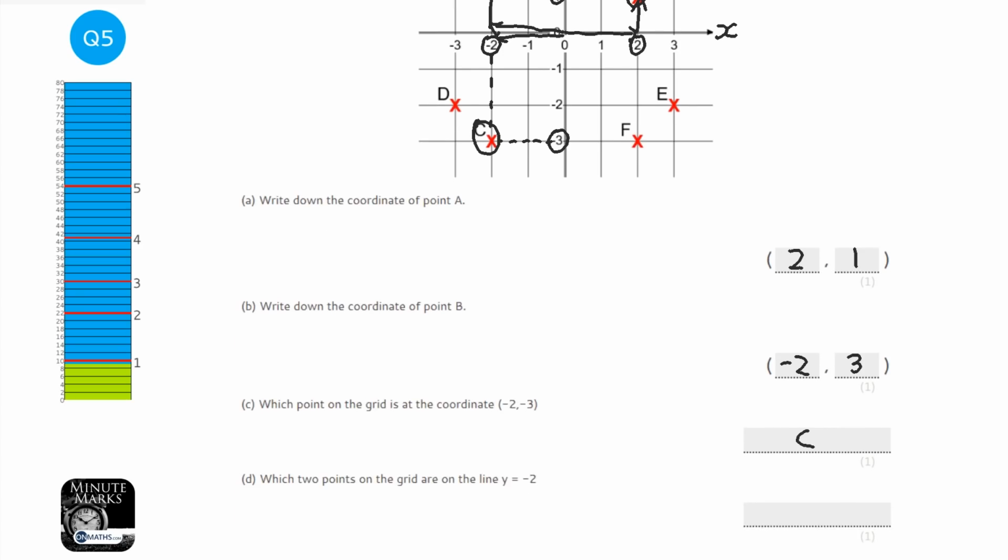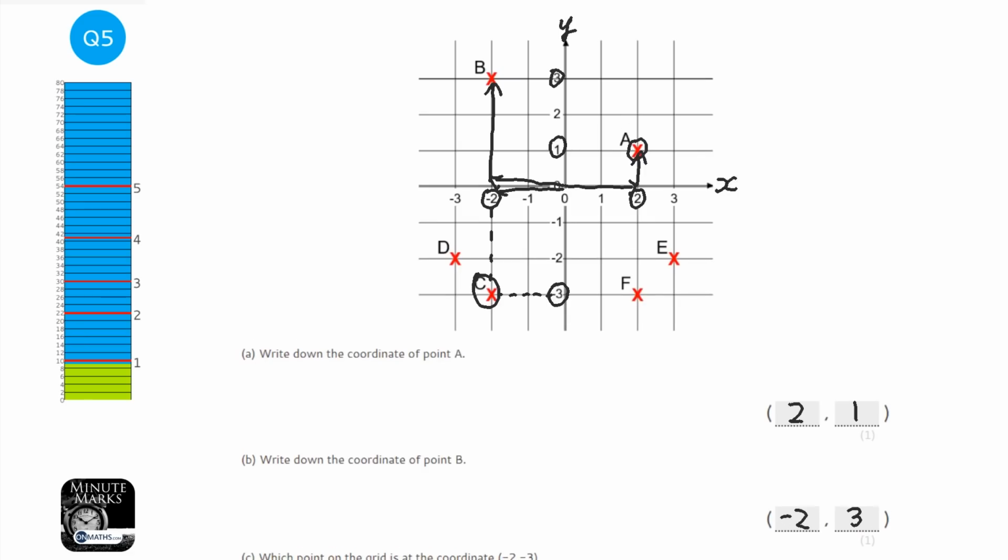Okay, so we're asked which 2 points are on the line y equals -2. So we've got to understand what y equals -2 is first. y equals -2 is a line where y is always -2. Well, we know y is -2 here, but also y is -2 here, and actually anywhere across this line. And we call that line y equals -2, because y is always -2 along it.